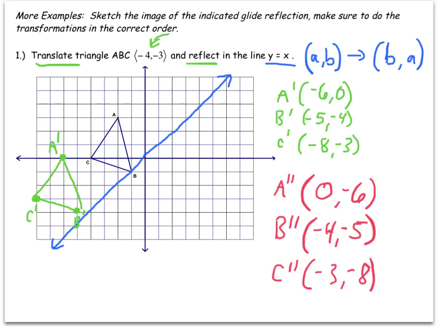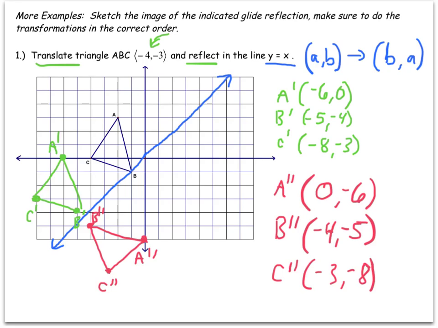Last up, I have to plot these points. I've got 0, negative 6, and I'm going to label that as A double prime. Negative 4, negative 5, B double prime. And C double prime at negative 3, negative 8. So it goes off the coordinate plane a little bit, but that's alright. I can estimate best possible, and then connect the points to form your triangle.